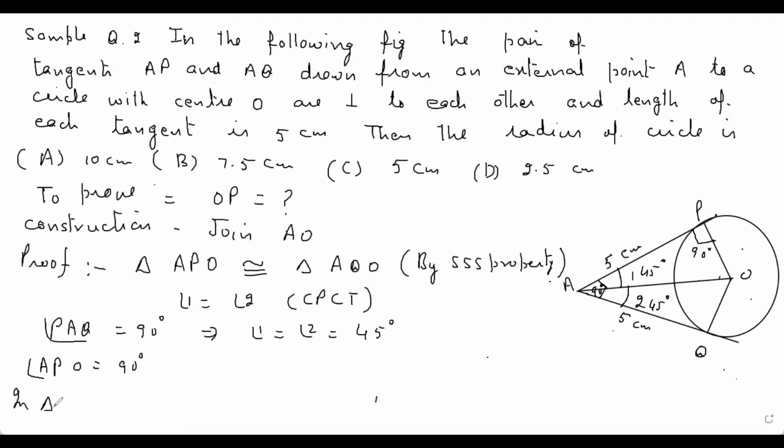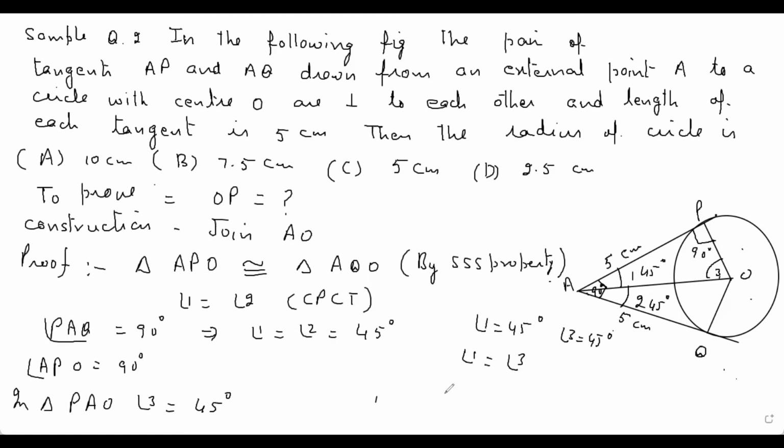In triangle PAO, this angle, if I write this angle as 3, angle 3 is equal to 45 degree. Angle sum property. Sum of angles of a triangle is 180 degree. If I have two angles, one is 90 degree and one is 45 degree, it means angle 3 is equal to 45 degree. Now angle 1 is 45 degree, angle 3 is 45 degree. Both the angles are equal. Angle 1 is equal to angle 3.